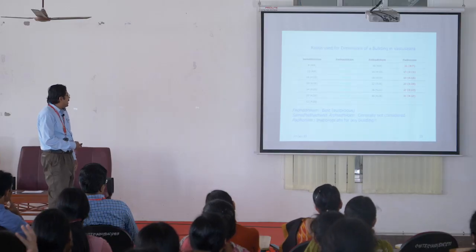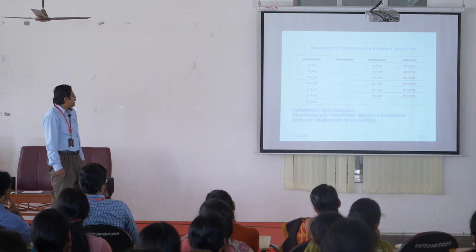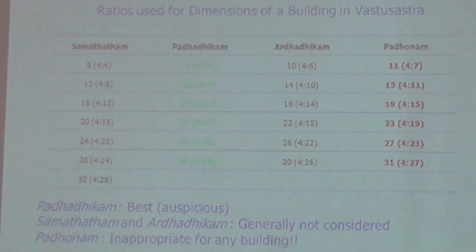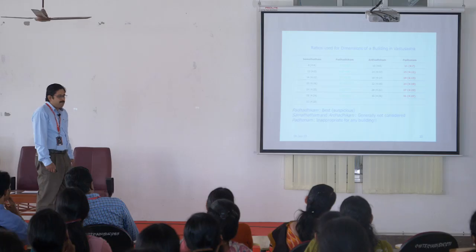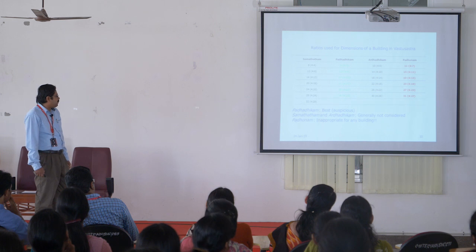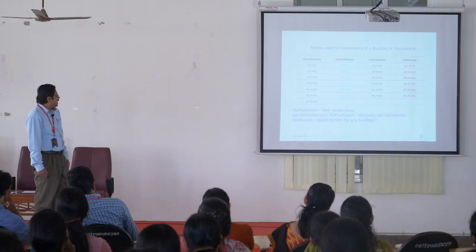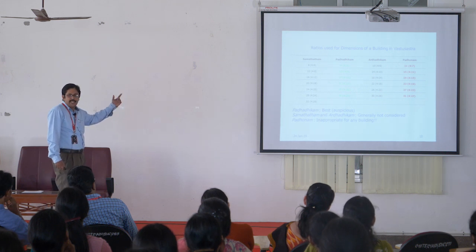As we have seen earlier, these are the ratios recommended by Vastu Shastra for dimensioning a building, and the most recommended values are the Padadikam group, which starts from 4:5, that is 4 plus 5 is 9, 4:9, 13, 4:13, 17, etc. As per Vastu Shastra, the Padadikam group is considered to be the best or auspicious, and the other two groups on both sides, Samatatam and Arthadikam, are generally not considered. And Padvanam, the last group, is considered to be inappropriate for any building. So these are the recommendations. The best one, the first one, is 9, so I have chosen that number.